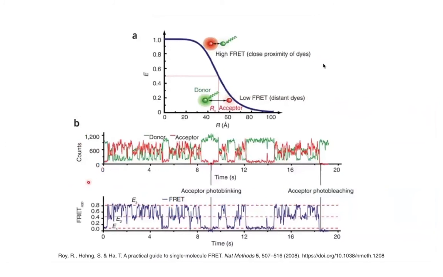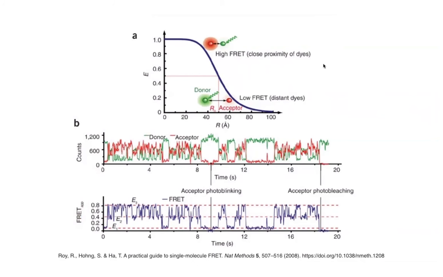What you might also see is direct counts. Basically, they take the counts, how much fluorescence they see from the donor emission channel or from the acceptor. Then they can graph the ratio of those, and they get this FRET signal that we were looking at before.